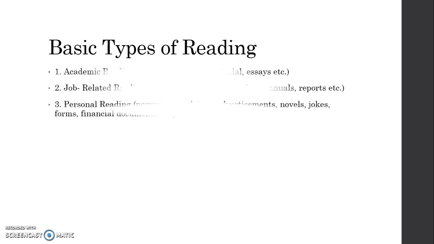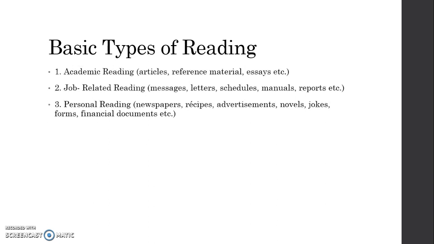The basic types of reading then are, if we think about the real world, academic reading, where we have to read articles, reference material, essays, etc. That's kind of what's going on with you guys right now. Job-related reading, like messages, letters, schedules, manuals, and reports, which you also have a bit of here at the university and with your practice centers, especially emails, right? Grades, things like that. And personal reading, which you probably all don't do enough of, but if you look at the examples here, I'm sure you do some of it. Newspapers, recipes, advertisements, novels, jokes, forms, financial documents, etc.